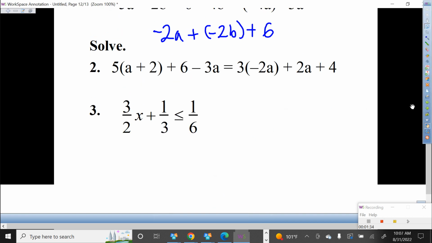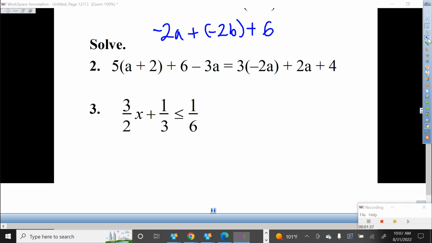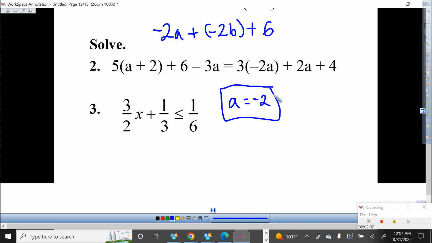For number 2, what'd you get for number 2, Angel? A equals negative 2. I was about to say, did I make a mistake? Negative 2. Have you got that? That is correct. Okay.